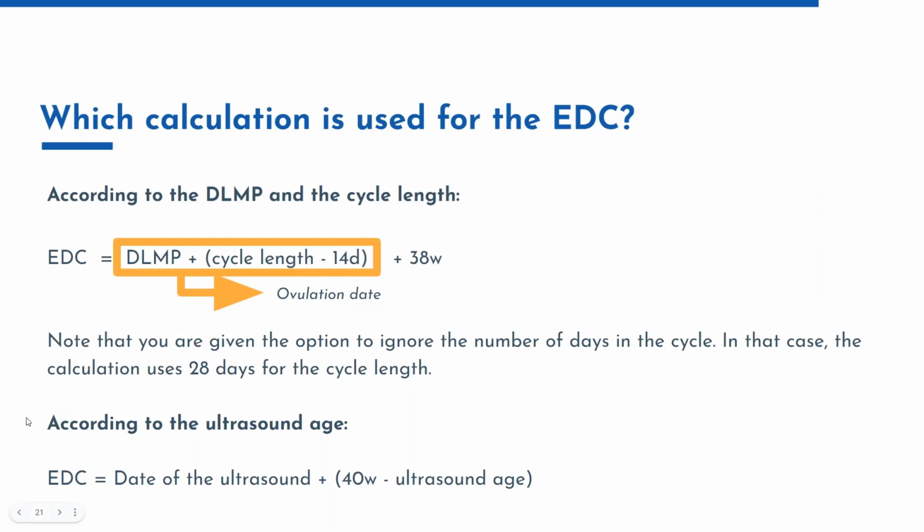For the estimated due date according to the ultrasound age, what we do is we take the date of the ultrasound and we add to that 40 weeks minus the ultrasound age. And so that's basically what's left for the duration of the pregnancy. So that added to the date of the ultrasound gives us the estimated due date.